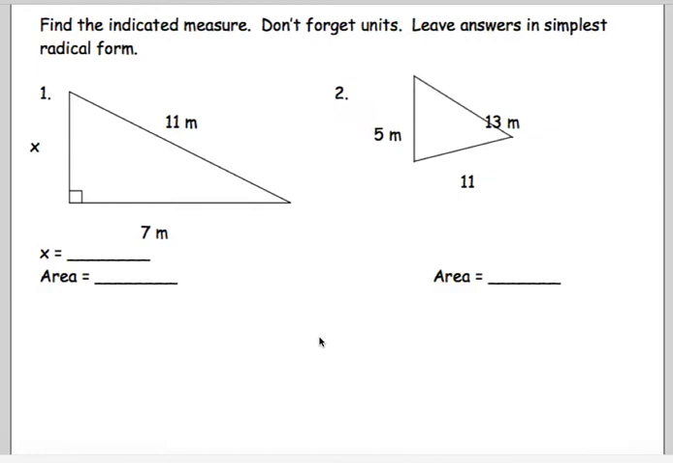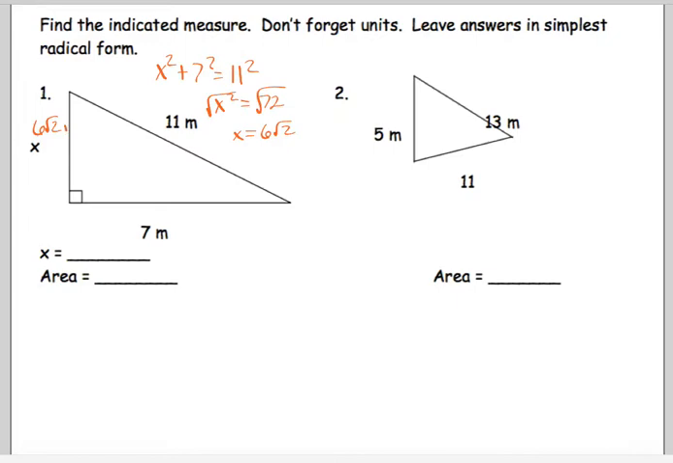Here we're going to do some problems to refresh your memory. We have a basic right triangle here with one of the sides missing. So you'll have to do Pythagorean theorem to find the side that you're missing. Remember, a squared plus b squared equals c squared, so x squared plus 7 squared equals 11 squared. And when you're solving this, you do want to do radical form. What you end up with is that x squared is 72, and then you square root that. And the simplest radical form of the square root of 72 is 6 root 2. So x ends up being 6 root 2.